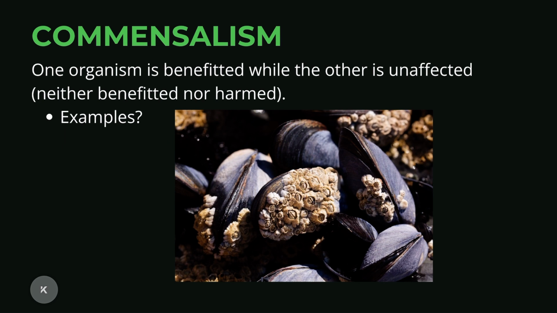Our next type of symbiosis is commensalism. And this is when one organism is benefited while the other is unaffected, which means that it's neither benefited nor is it harmed. What are some examples that you could think of this situation?